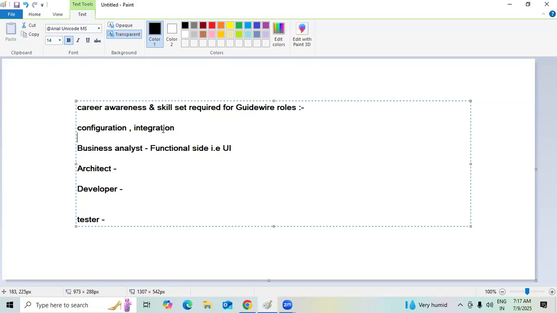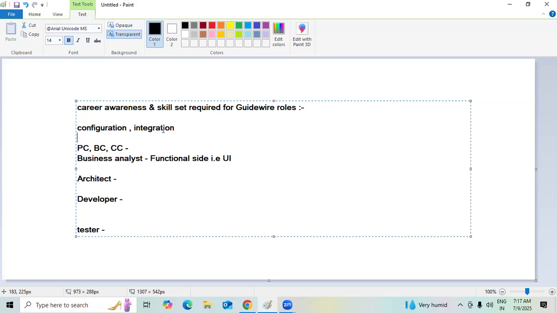Majorly, a business analyst will be from the functional point of view, wherein they need to know about the user interface of either Policy Center, Billing Center, or Claim Center. It can be any module, any one or two or three of their choice. So they must have a detailed understanding of the functional side of it.